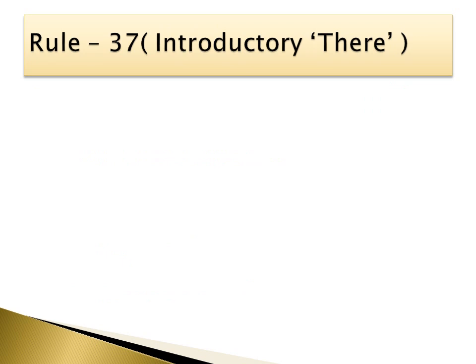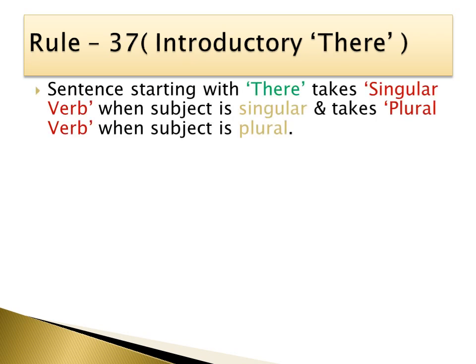Rule number 37, introductory there. We sometimes write sentences with introductory there. And what is the rule for that? A sentence starting with there takes a singular verb when the subject is singular. Very simple. And it takes a plural verb when the subject is plural. So we have to realize whether the subject is singular or plural.